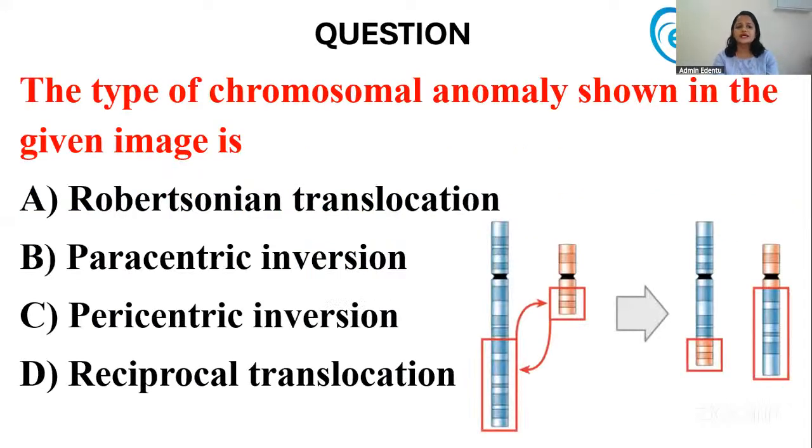The first question is: the type of chromosomal anomaly that is shown in the given image is? What kind of translocation or inversion is shown here? Is it Robertsonian translocation, paracentric inversion, pericentric inversion, or reciprocal translocation? You can see from the image that some kind of intermixing between the chromosomes has taken place. So what is this called? This is an image-based question that was asked in the recent NEET MDS 2024 examination.